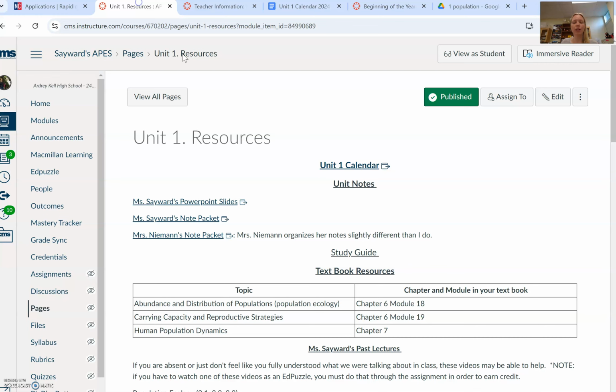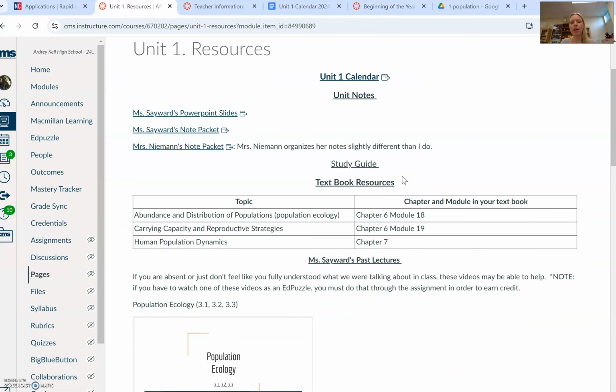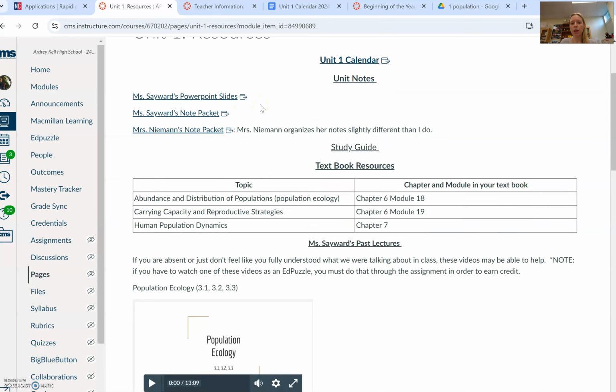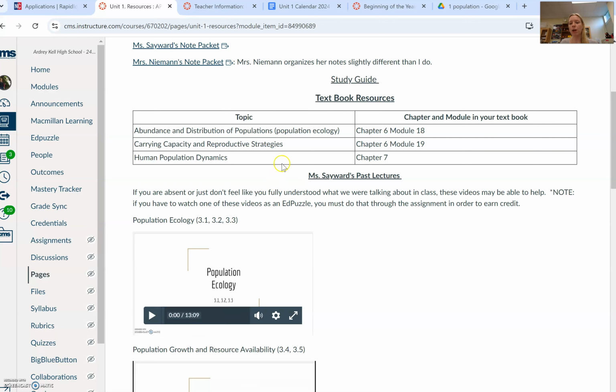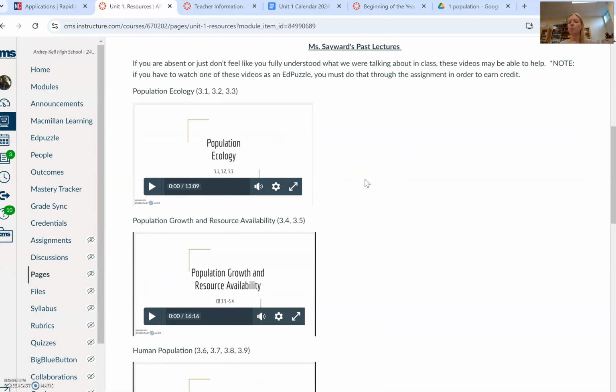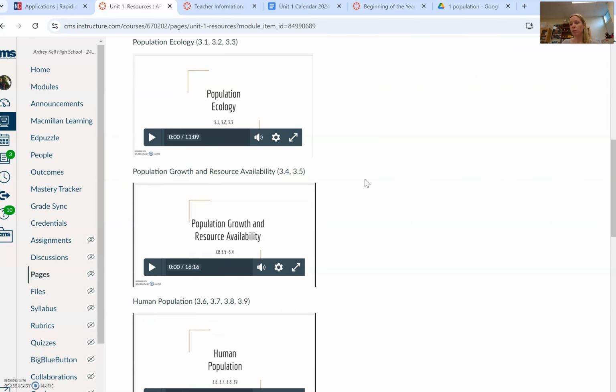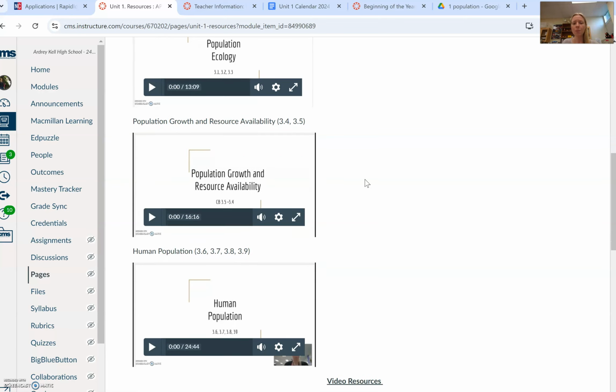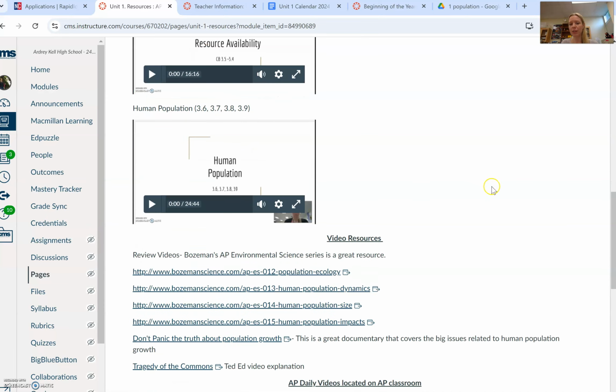The other piece that's very helpful about our unit resource page is it will give them access to the note packets that go along with the Edpuzzles. It also has reminders about where information is in their textbook, and they can get access to our Edpuzzle videos. So these are just the pre-recorded lectures, so if they want to go back and reference them again later on, they will be able to come in and see them here after they've completed the Edpuzzle.